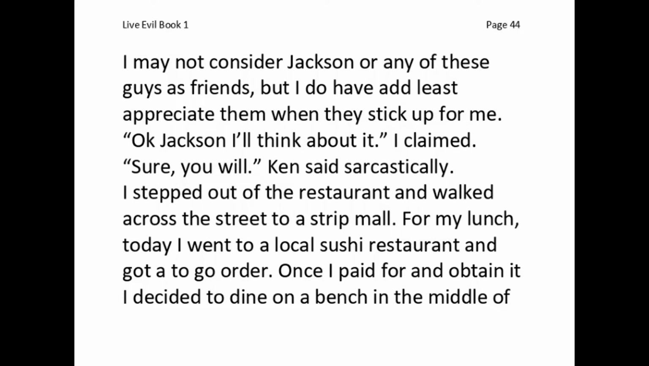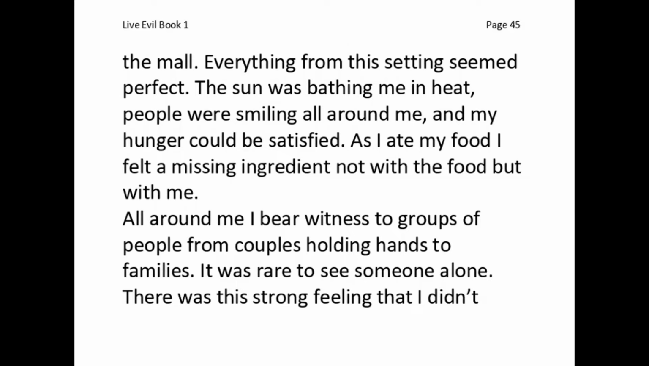I stepped out of the restaurant and walked across the street to a strip mall. For my lunch today, I went to a local sushi restaurant and got a to-go order. Once I paid for and obtained it, I decided to dine on a bench in the middle of the mall. Everything from this setting seemed perfect. The sun was bathing me in heat, people were smiling all around me, and my hunger could be satisfied.